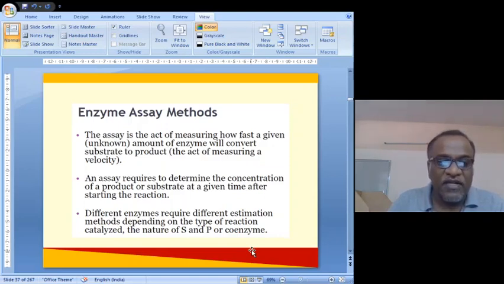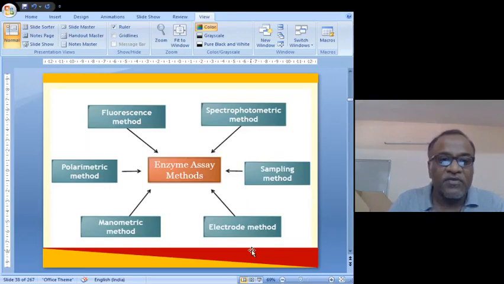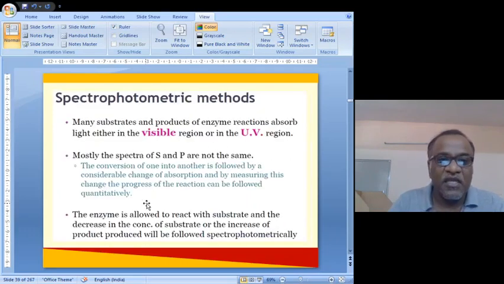Different enzymes require different estimation methods depending on the type of reaction they catalyze, and the nature of the substrate, product or coenzyme. So we have fluorescence, spectrophotometric, sampling, electromanometric and polarimetric methods. I'll take one or two examples. Most commonly used are spectrophotometric methods. Many substrates and products of enzyme reactions absorb light either in the visible or in the UV region. So the conversion of one into another is followed by a considerable change of absorption, and by measuring this change, the progress of the reaction can be followed quantitatively.